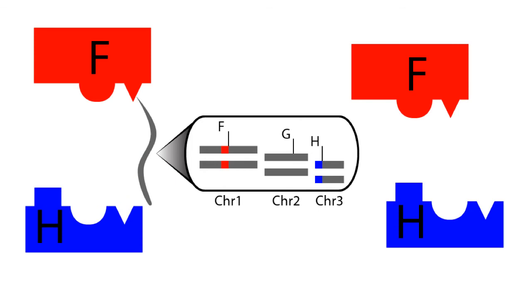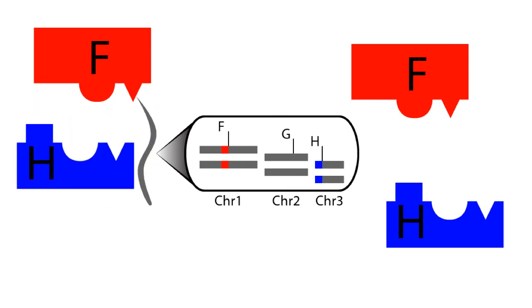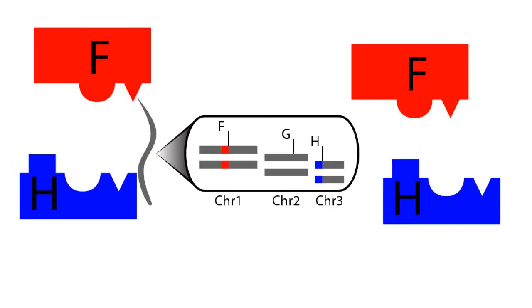Some combinations of mutations can be good, and some can be bad. These alleles that don't function properly together, like the blue version of protein H and the red version of protein F, define a genetic incompatibility. If those alleles are in the same cell, in the same organism, they might not function properly together.